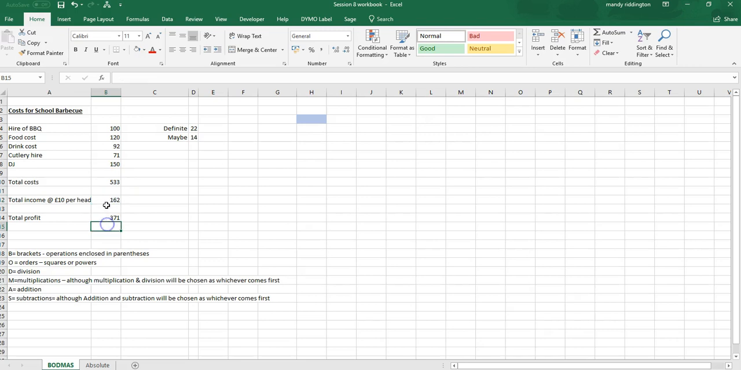So let's return to our income figure. And what we would need to do is go up to the formula bar in order to edit this, and simply by putting brackets around D4 plus D5, it tells Excel your first step is to add the definites to the maybes. Once you've done that and have a total, only then multiply it by £10. And now of course we get the correct figure of 360.